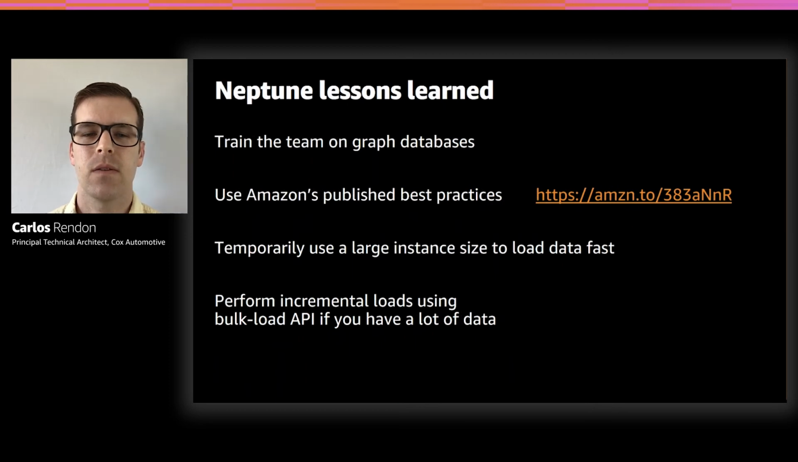So some of the lessons learned when we were using Amazon's Neptune. The first one, again, as I said, our team was not familiar with graph databases, was not familiar with Amazon Neptune. None of us had used it before. So we worked with Amazon to put on a training with our team to get us up to speed. We found this very helpful to make sure that we were modeling our data correctly and setting up our infrastructure in the optimal way.